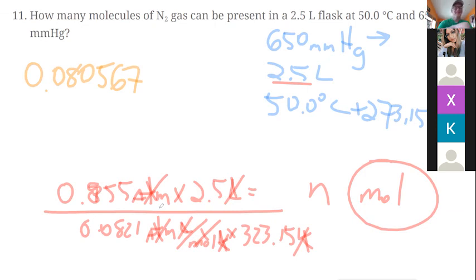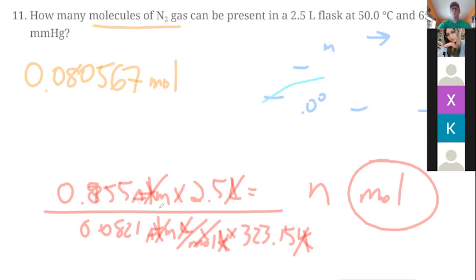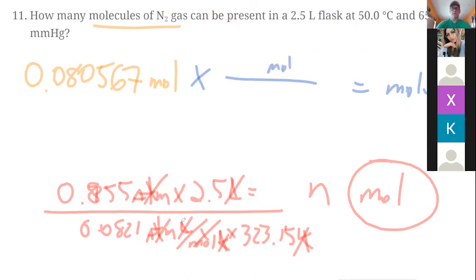Okay. Moles. So we're not done though, right? Because the question wasn't how many moles, it was how many molecules. So we still need to do one more unit conversion. We need to convert moles to molecules. How are we going to do that? We need to multiply that by something that gives me molecules at the end. So I want molecules on top.